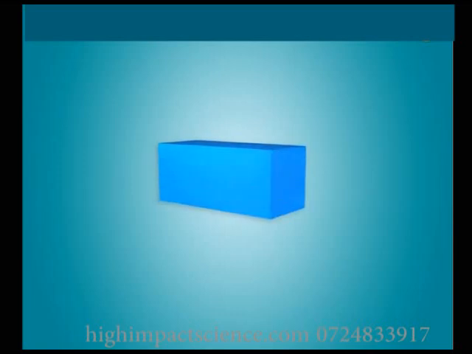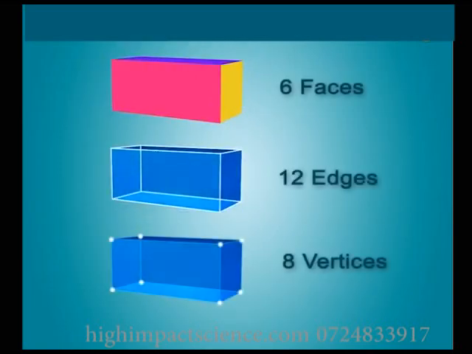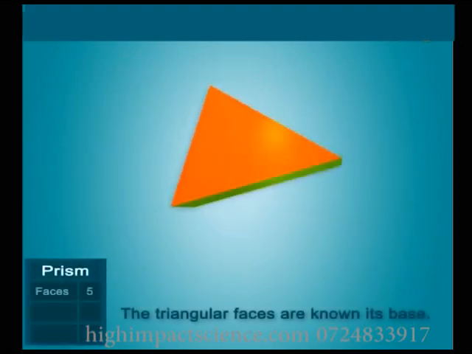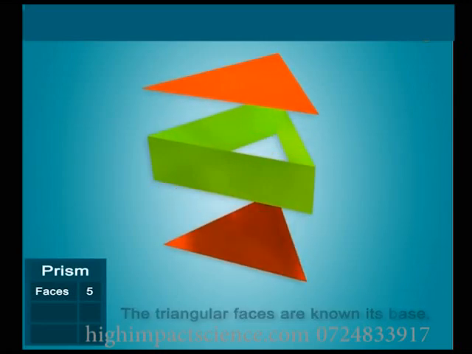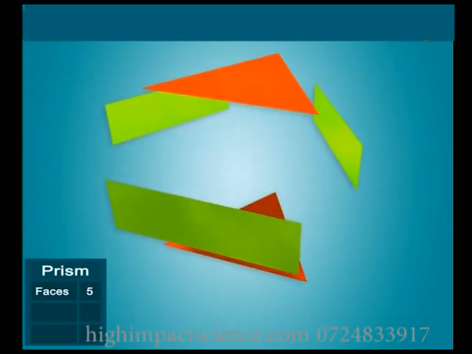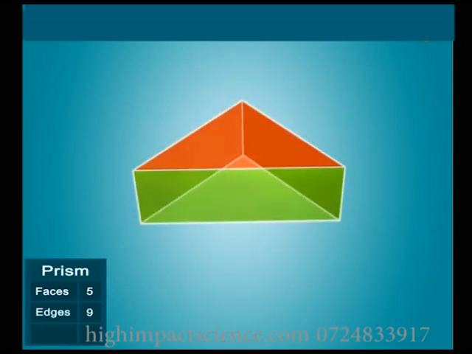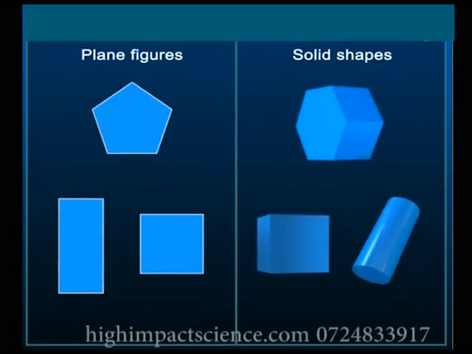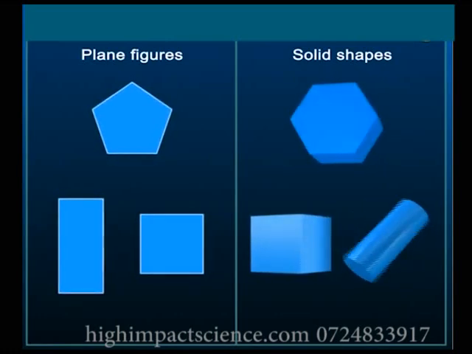A cuboid has 6 faces, 12 edges, and 8 vertices as well. A triangular prism has 5 faces, a top and a bottom triangle, and 3 rectangular faces. It has 9 edges and 6 vertices. While plane figures with straight edges are called polygons, solids with flat faces are called polyhedrons or polyhedra.